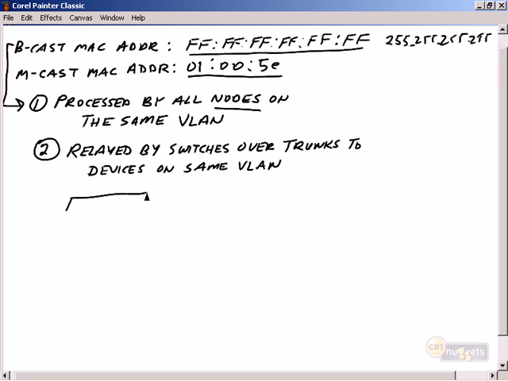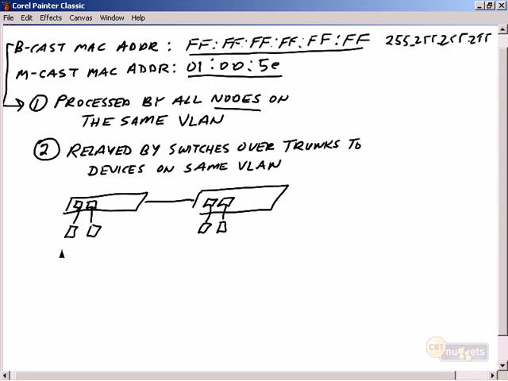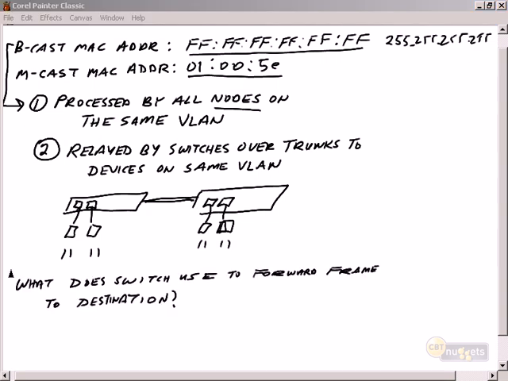So if I had 2 switches connected together, and I had 2 workstations here and 2 workstations here, and they're on the same VLAN, say VLAN 11, then a broadcast frame from this device will go to all of the other devices on the same VLAN, even if it goes across multiple switches. Here's a question for you.